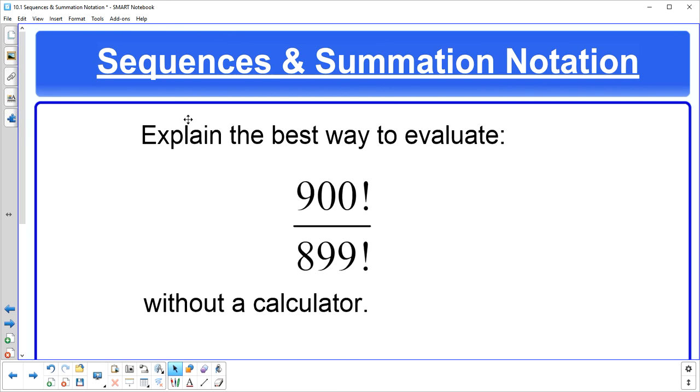So, bonus points for tomorrow as we near the end of the year here. Explain on a half sheet of paper without a calculator how you could figure out 900 factorial over 899 factorial. And the way you're going to do that, remember this is a factorial symbol. Remember what that factorial means and see if you can simplify that to tell us what it is.